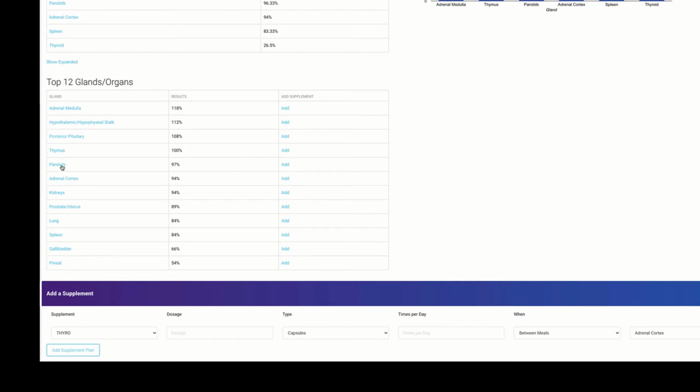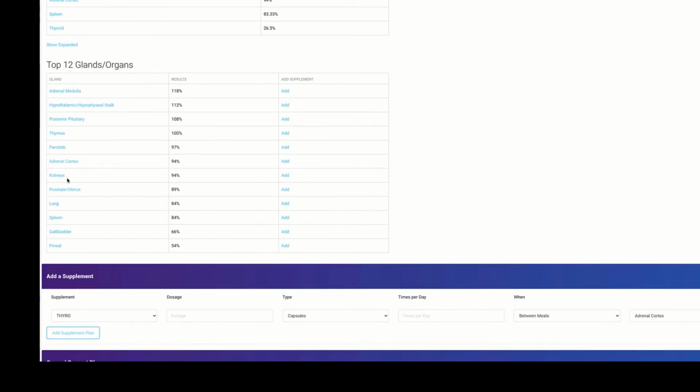And you can see thymus, parotid, the adrenal cortex is involved. You can see the kidneys are involved, where the adrenals sit. So this patient's having a tremendous amount of problem with her glands and organs. And if she doesn't get these things corrected, it's going to get worse and worse as time goes on.